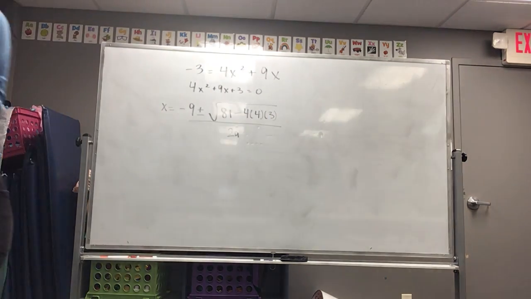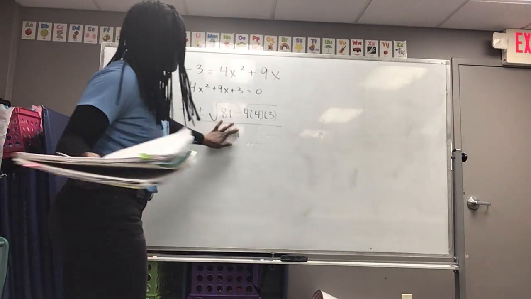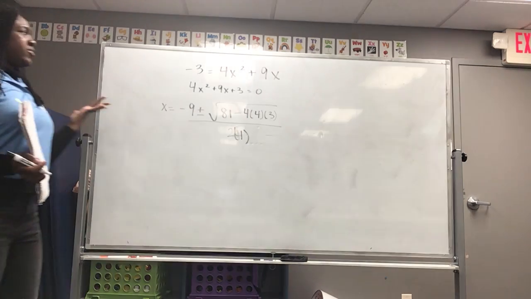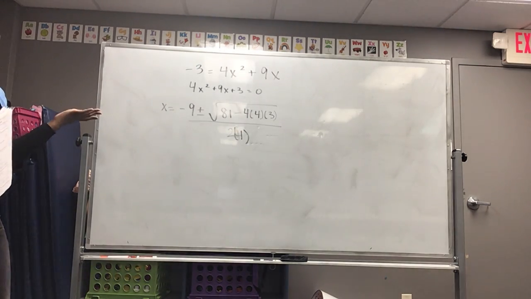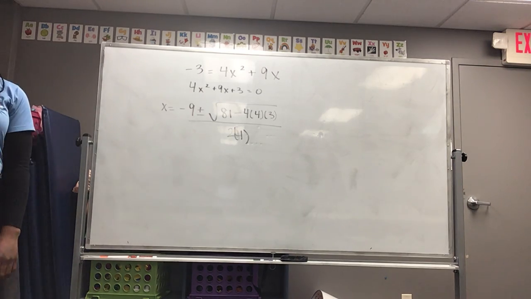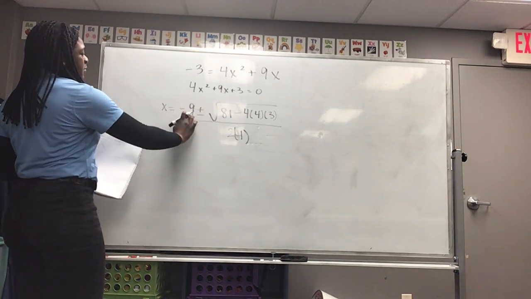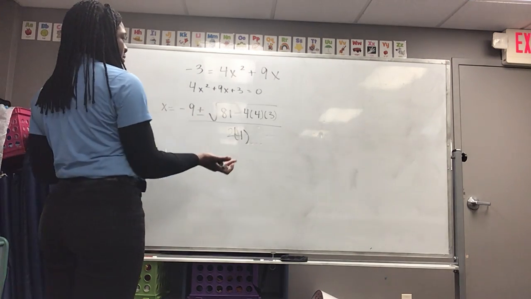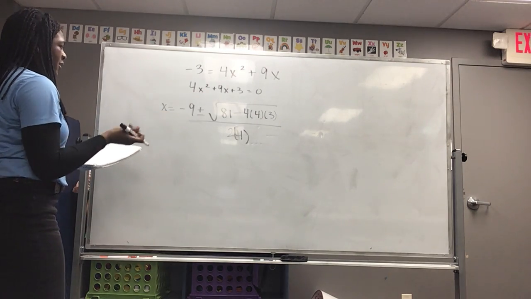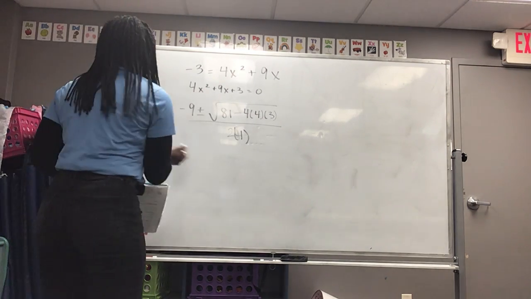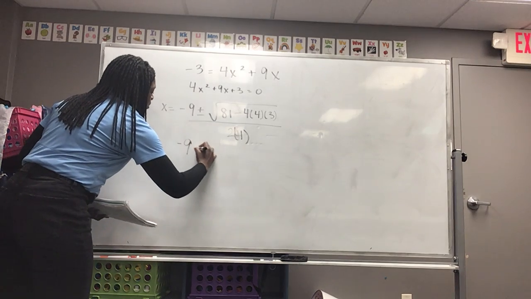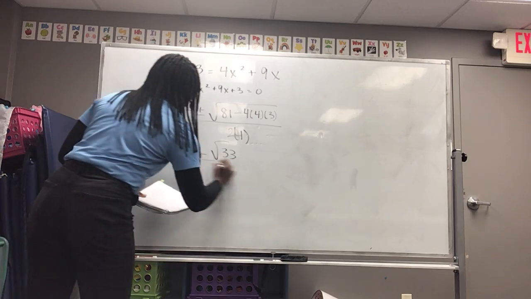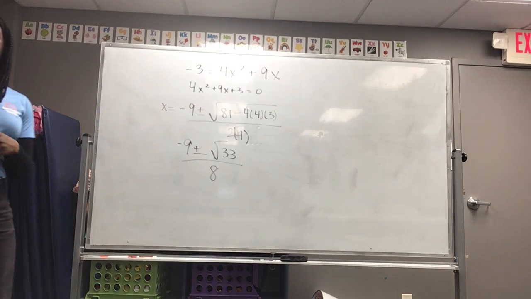Okay, so I started working on this one on the board. I moved 3 over to the other side, and I think the most efficient way to solve this would be the quadratic formula. So I just did negative b plus or minus the square root of 9 squared minus 4 times a times c. A is 4, and then c is 3. All over 2 times 4. So if I simplify it, I should get negative 9 plus or minus square root 33 over 8. You guys get that? Yeah.